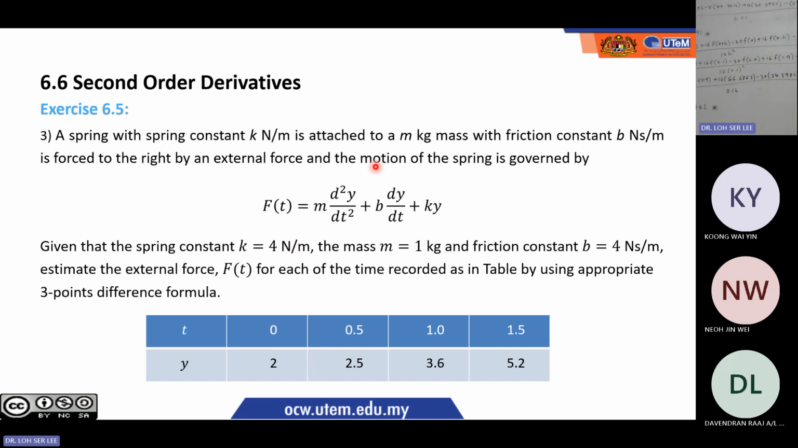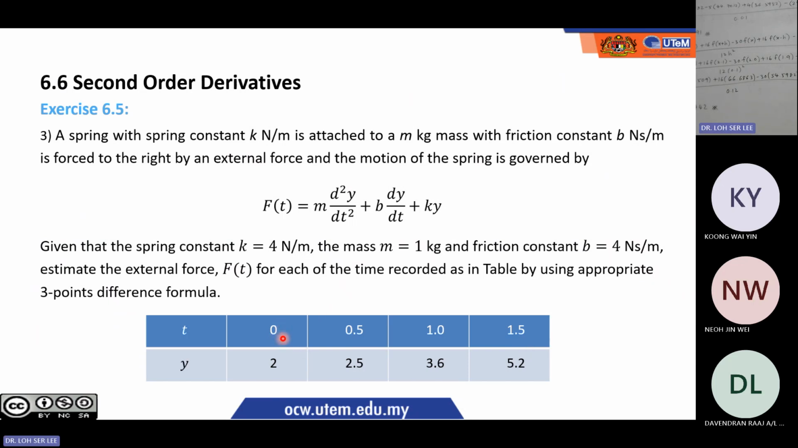You are given this. You are given the m, B, K values. You want to get this, for each of the time recorded as in this table. That means it wants you to get what is F0, what is F0.5, F1.0, F1.5.